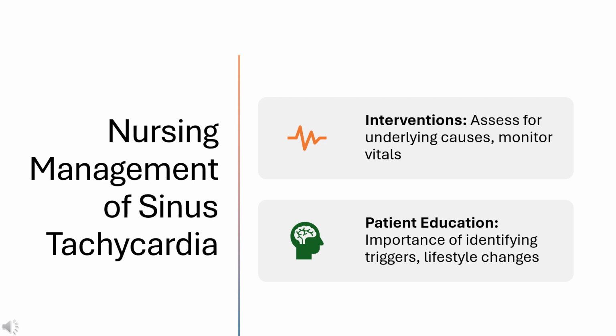Aim for at least 150 minutes of moderate intensity aerobic exercise per week, such as brisk walking, swimming, or cycling. Exercise helps to maintain a healthy weight, reduces stress, and improves cardiovascular fitness. Emphasize the importance of staying hydrated, especially in hot weather or during illness. Dehydration can exacerbate sinus tachycardia, so encourage patients to drink plenty of water throughout the day.